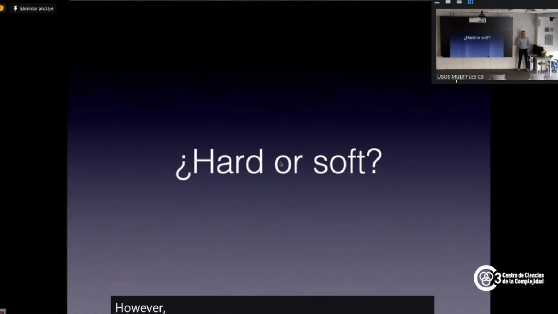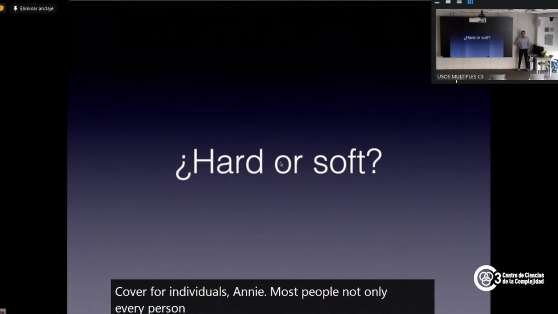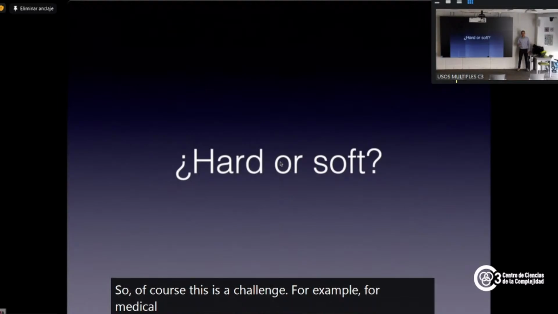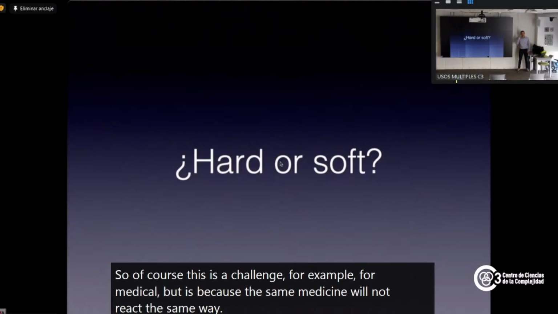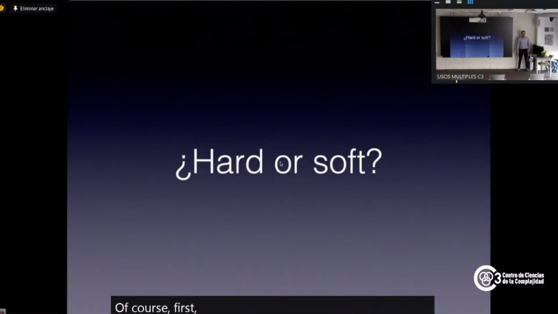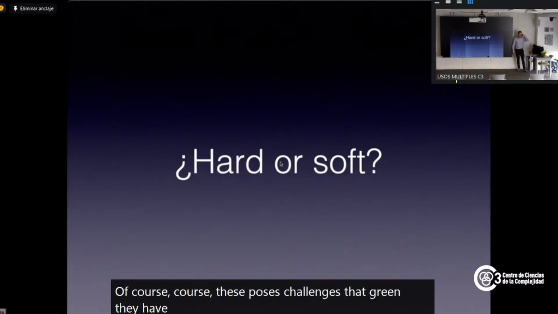However, for individuals, animals, people, not only is every person different, but they also change in time. So of course, this is a challenge, for example, for medical studies, because the same medicine will not react in the same way in different people. And this poses challenges that have been overcome to different degrees.